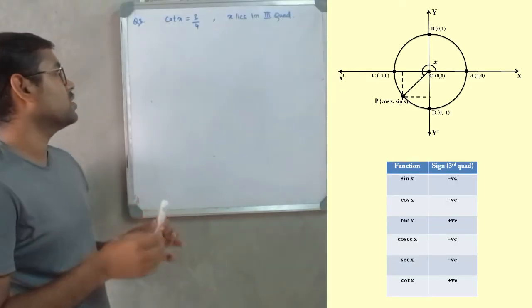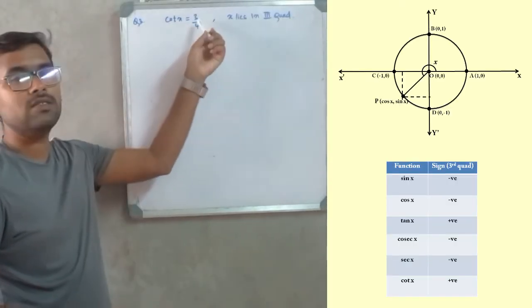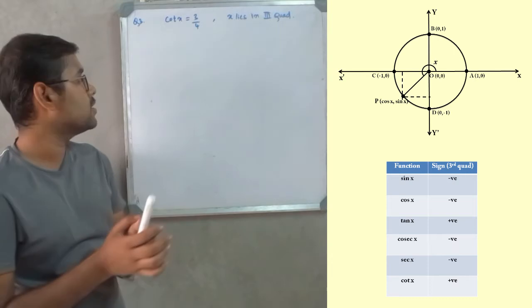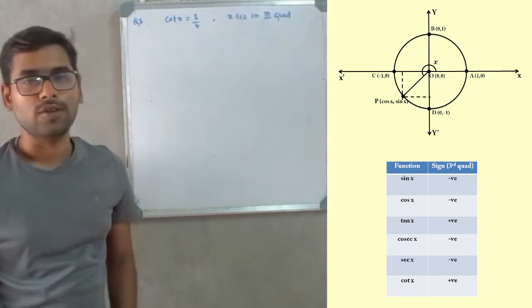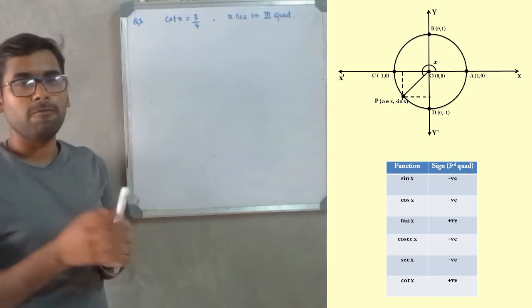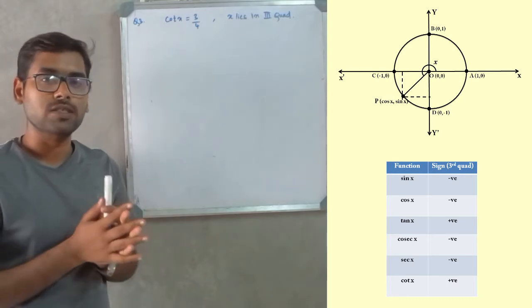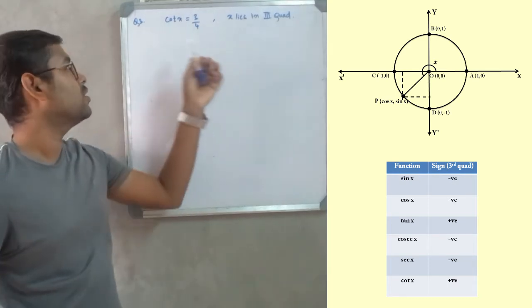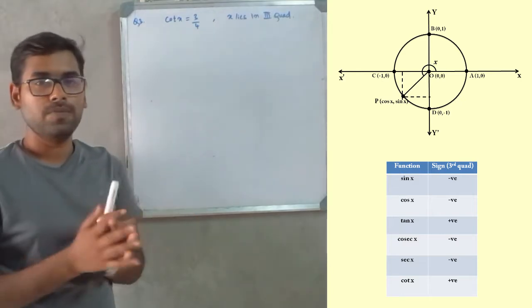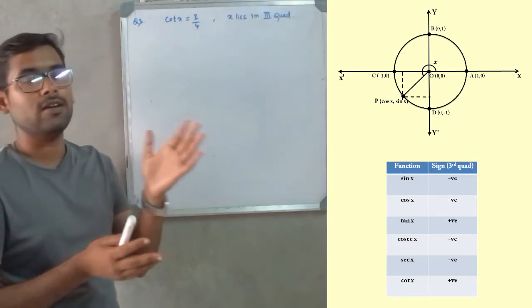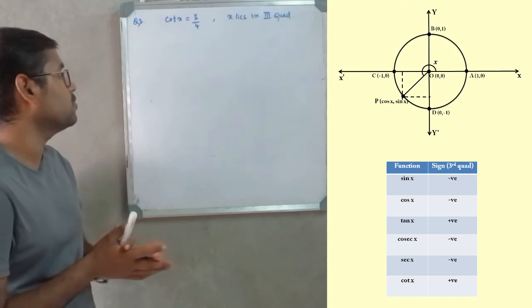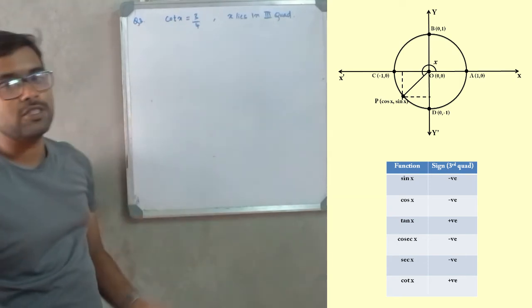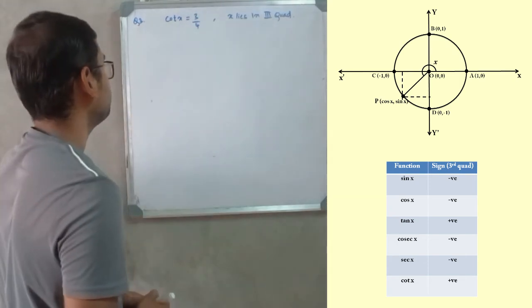Guys, here in the third question, they have given us the value of cot x, which is 3 by 4. And they have also given us that x lies in the third quadrant. And we need to find the value of the other 5 trigonometric functions for the angle x. Guys, if you recall, in the third quadrant, tan x and cot x are positive and sin x, cosec x, cos x and sec x are negative.